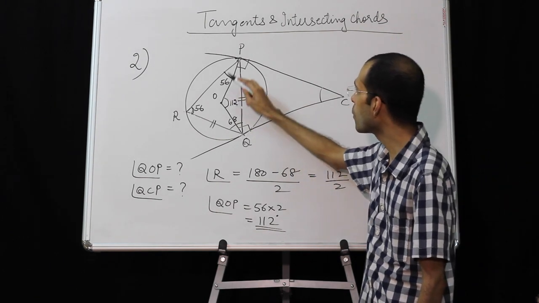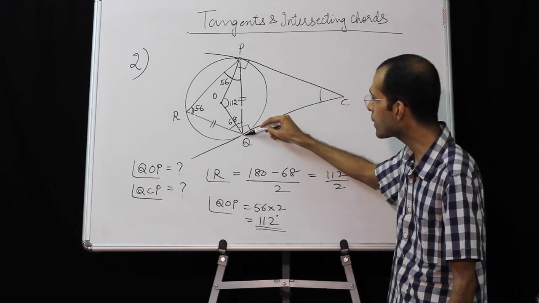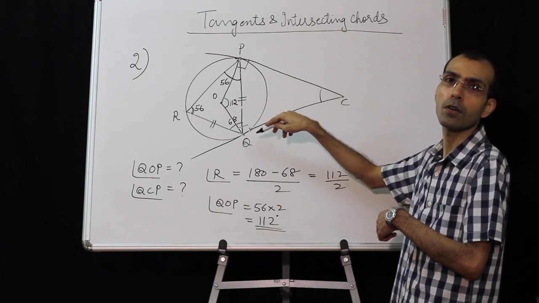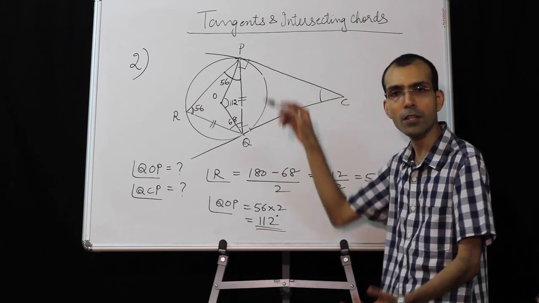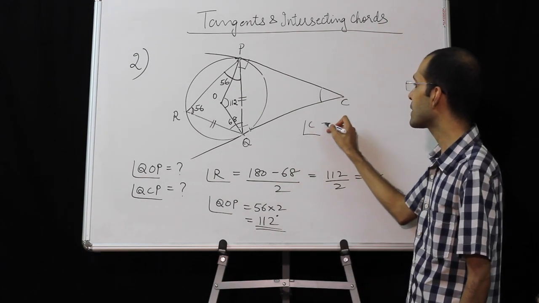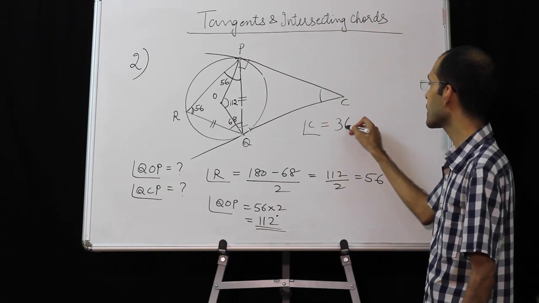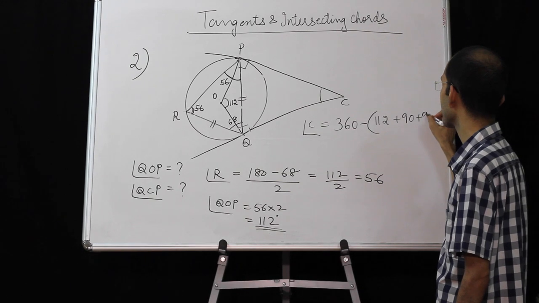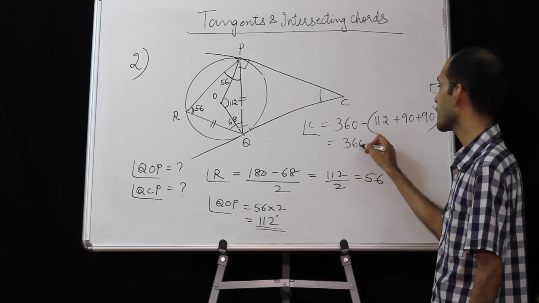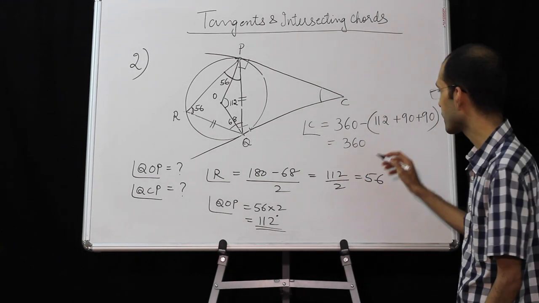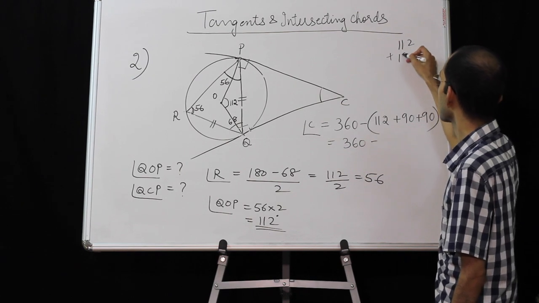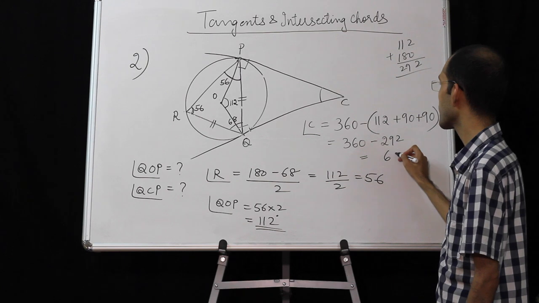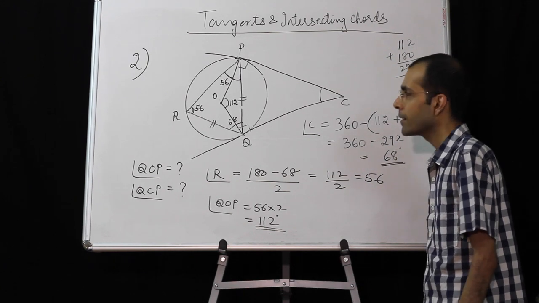Now look at quadrilateral QOPC. This angle is 112. This angle is 90. What we found in the very beginning is now helping us. This angle is 90. So three angles of the quadrilateral are known. Can't we find the fourth angle? So angle C, or angle QCP, would be 360 minus (112 plus 90 plus 90). And what reason will we give here? Sum of the angles of a quadrilateral is 360. So 360 minus 292. This will be how much? 68 degrees. Clear with this?